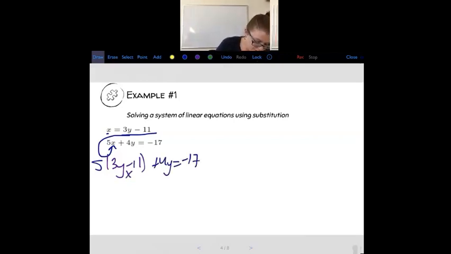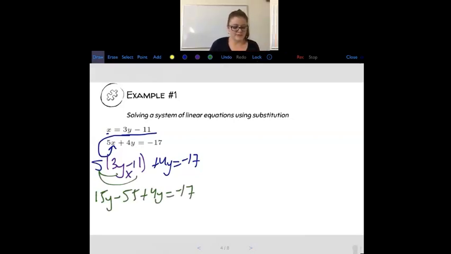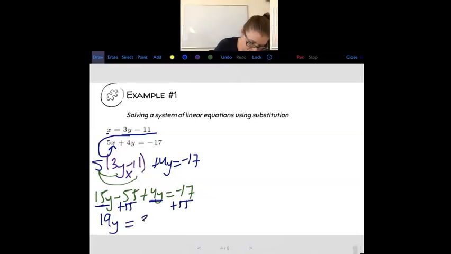In order to solve, we distribute the 5, and we're left with 15y minus 55 plus 4y equals negative 17. I'm going to combine a couple of things in the next step. 15y and 4y is 19y, and I'm also going to add 55 to both sides, which gives 38. Now we solve for y by dividing by 19, and this gives us y equals 2.